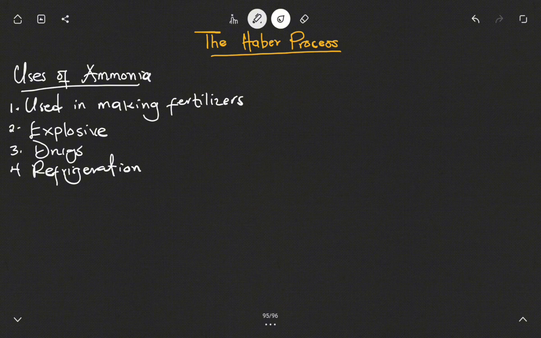Alright, so these are some of the uses of ammonia. There are many more. It is a very important chemical, and so it is important to study about how it is produced on a large scale. Now, for an industry to produce ammonia, what are some of the raw materials that they need? So let's talk about raw materials.